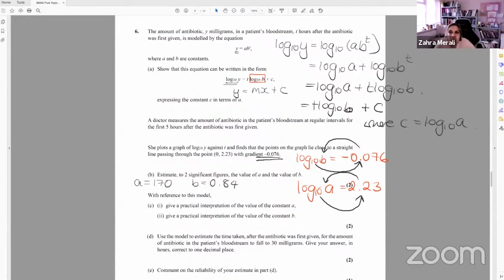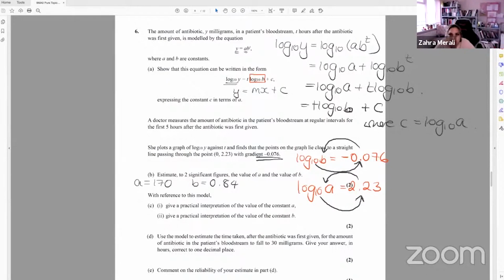Now it says, give a practical interpretation of the value of the constant a. So if I'm going to put a value into here, that's only if t is 0, I'd end up with a. So you get 170, and that's going to happen because if t is 0, anything to the power of 0 is 1, so you're left with y equals a. So that is when t equals 0.